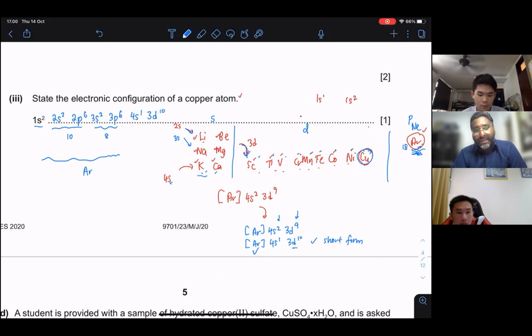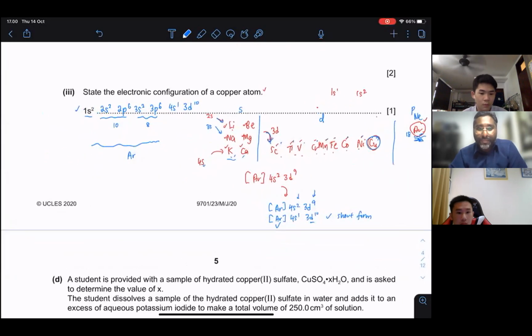But all this doesn't matter if you know how to use the data booklet, the periodic table, to find out this answer. So this is how you get the answer for this. I hope you learn about how to use the periodic table properly. So that's why it's called s block, d block, and p block.